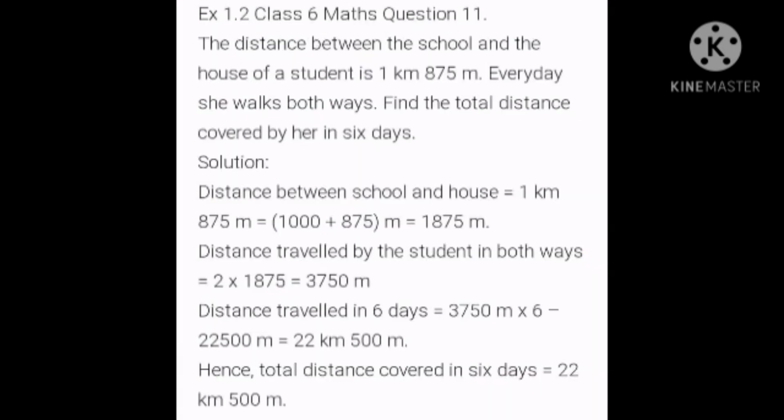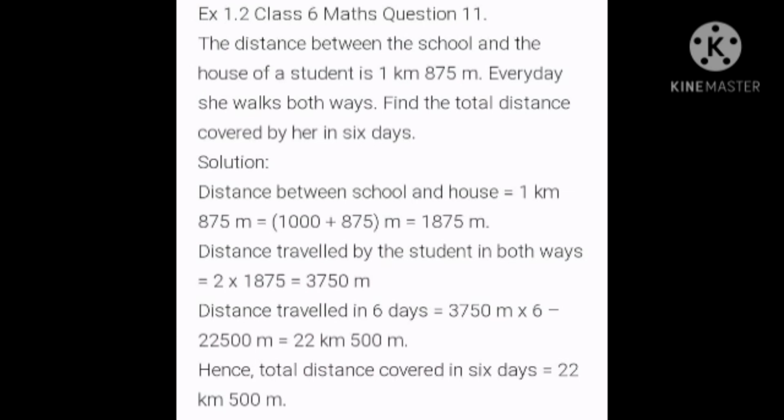The distance between the school and the house of a student is 1 kilometer 875 meter. Every day she walks both ways. Find the total distance covered in 6 days. So first we are going to convert kilometer into meter. So 1 kilometer equals how many meter? 1000 meter. 1000 plus 875 gives you 1875 meter.